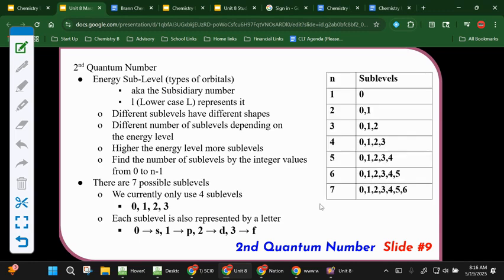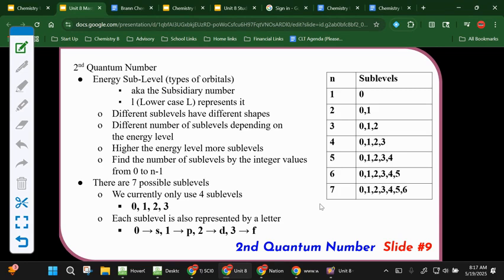Okay. I had done it for you here. Here it is off of the slide, ladies and gentlemen. N is 1, sublevel 0. N is 2, 0, and 1. By the way, very important. That doesn't mean that there are no sublevels. 0 is the sublevel. That number represents a sublevel.